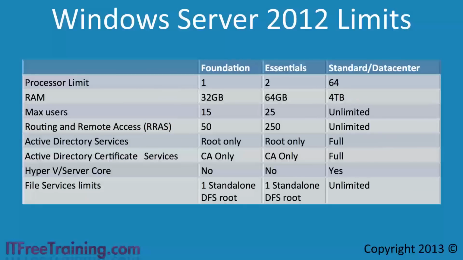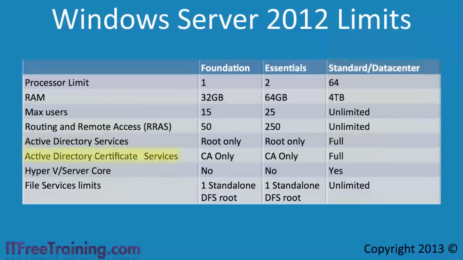The next limitation is routing and remote access. If you are using the server for VPN access or as a router, Foundation will be limited to 50 connections, while Essentials will be limited to 250. Standard and Datacenter support an unlimited number of connections. The next limitation is with Active Directory services. Foundation and Essentials only allow Active Directory services to be used for the root domain controller in a domain that has no trusts. Essentially, the idea is that Foundation and Essentials Active Directory services are there to help with migrations. If you want to use Active Directory services, you should consider the Standard or Datacenter editions.